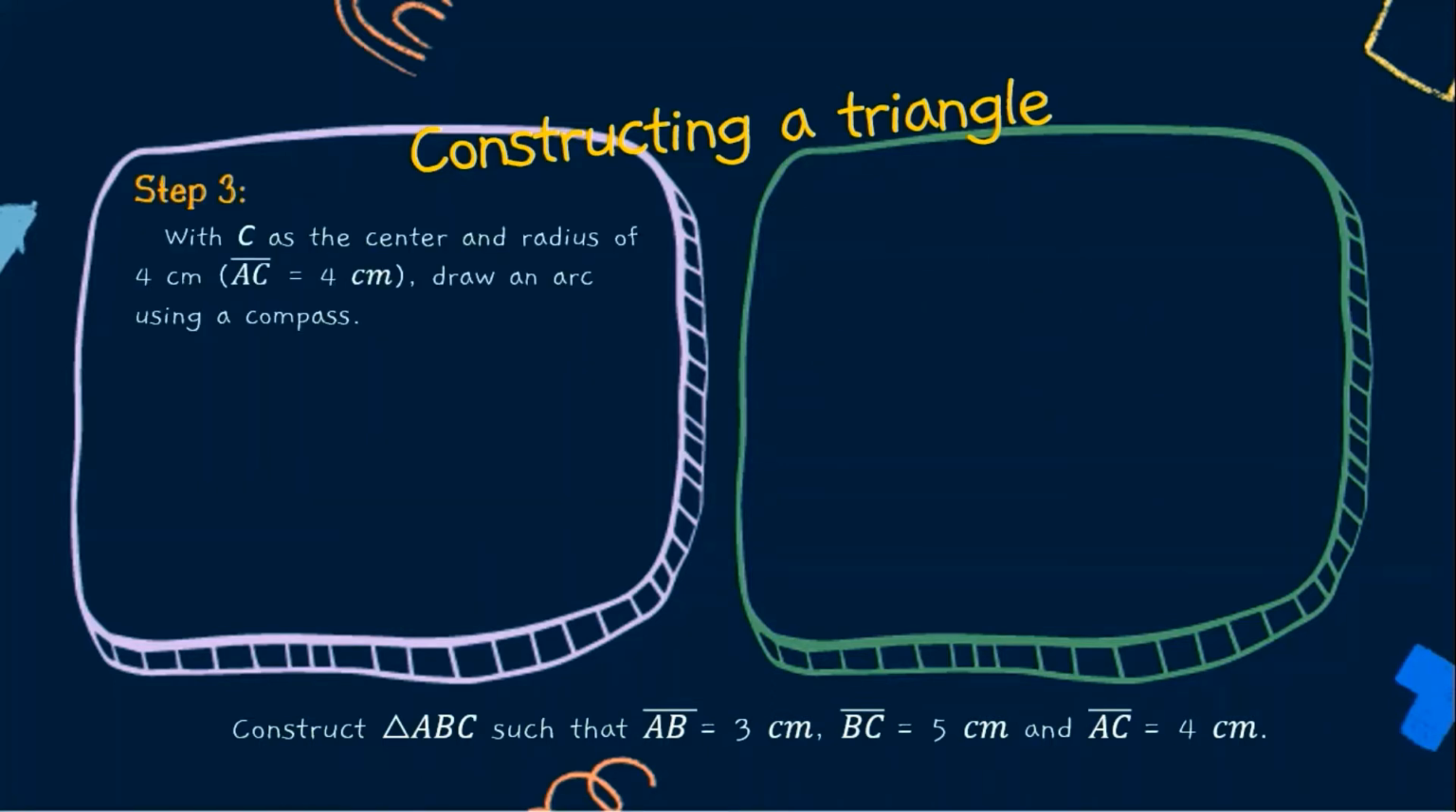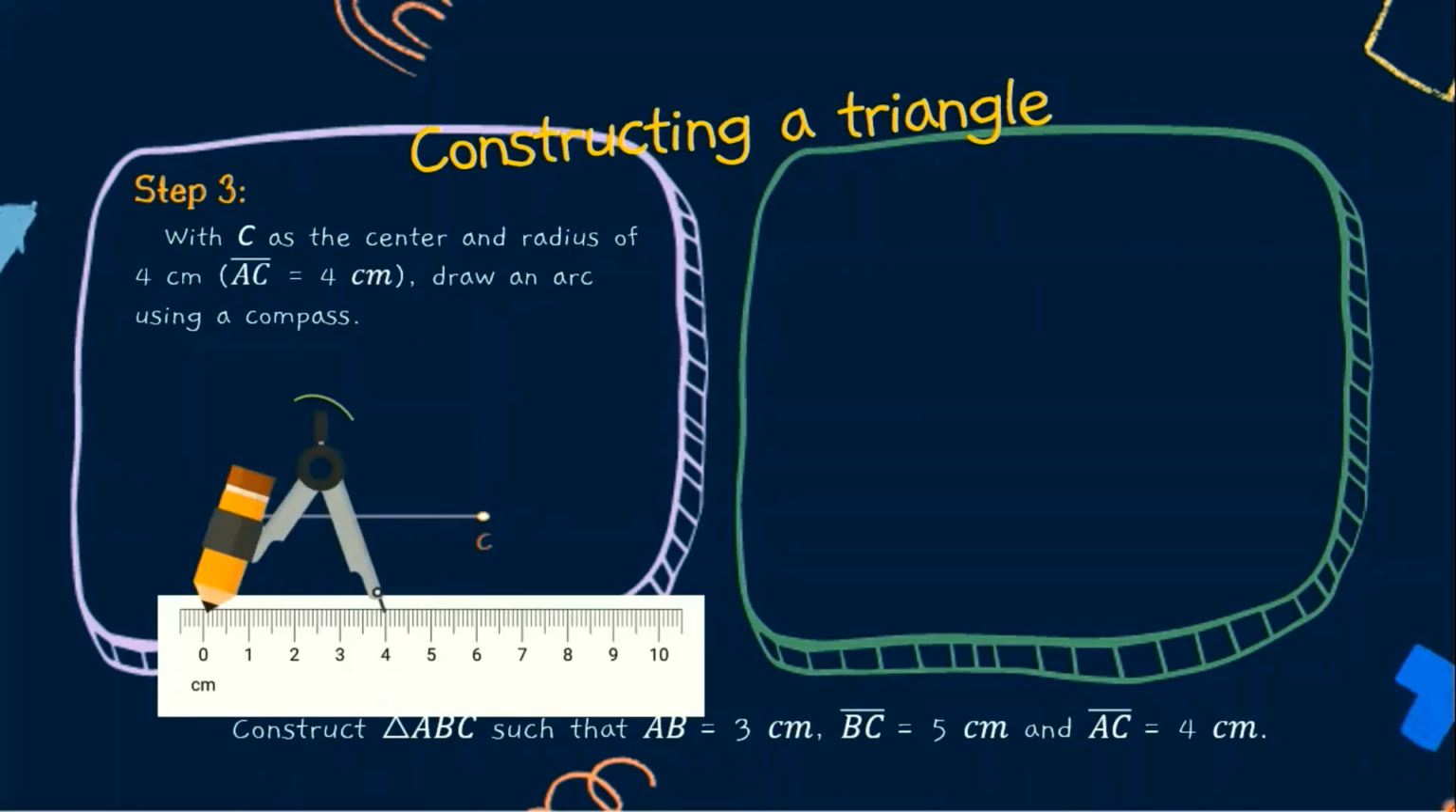Step 3, with C as the center and radius of 4 cm from the given line AC should be equal to 4 cm, draw an arc using a compass. Ito yung ating last construction from step 2. Kuha ulit tayo ng ruler. Yung compass natin, yung width niya, yung kanyang wide ay dapat na 4 cm naman yung sukat natin.